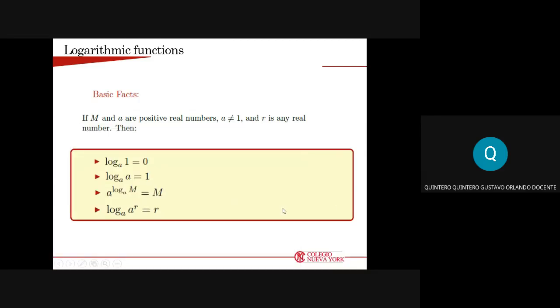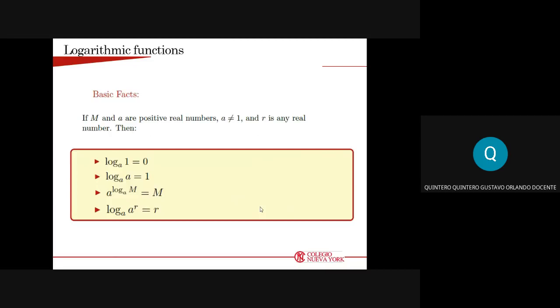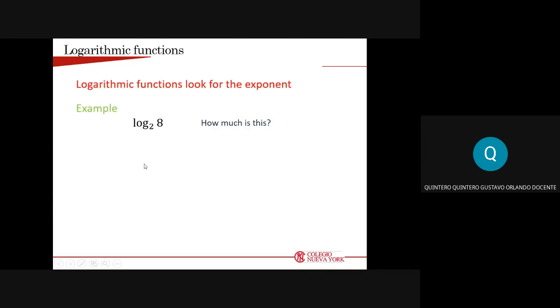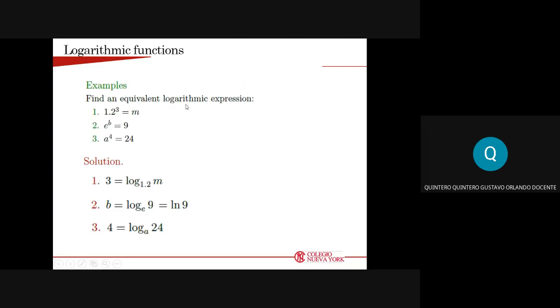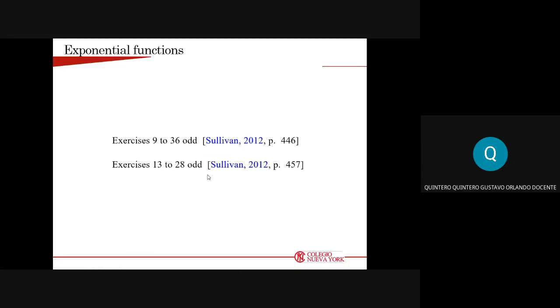All right. These are some basic facts, all right? These are the easiest facts. These are not properties. Properties are something different that we are going to discuss later. We're not going to do it today because I want you to practice these basic facts and also how to change between logarithm expressions and exponential expressions. And to do that, guys, let's get to work, please. We have this amount of exercises. From 9 to 36, just the odd ones.